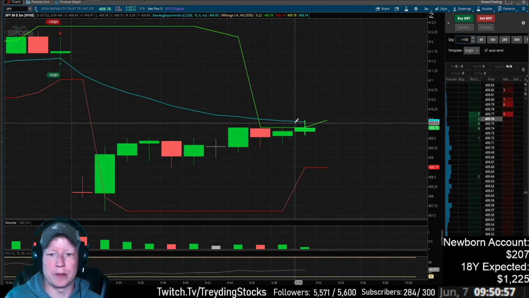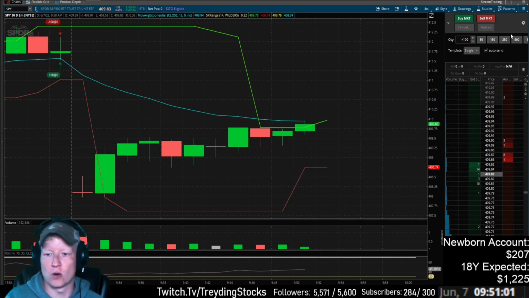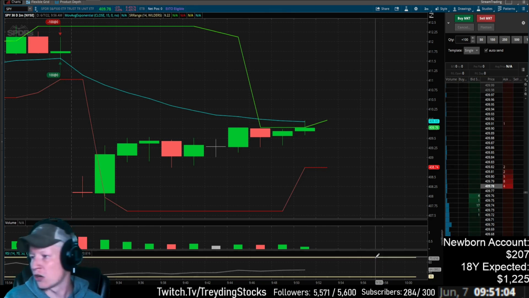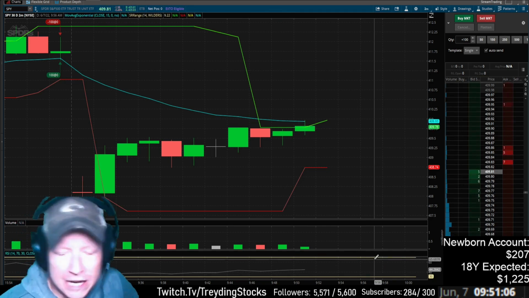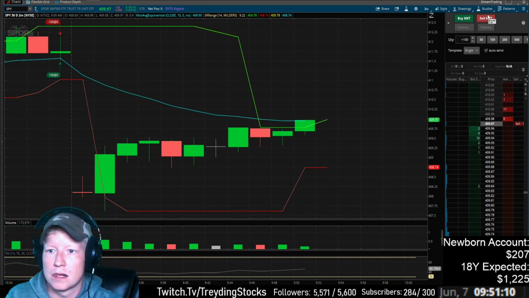Looking for a little bit more of a pump up to get short. I was hoping for over 410 to get short, like a little 410 break to short. That's what I'm watching right now. Or if the bar just closes, we'll also short the close of the bar if it doesn't, but I would like a nice push here.